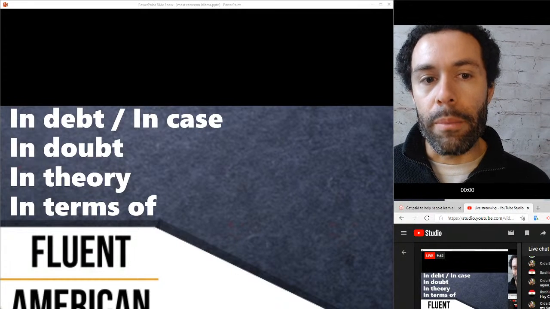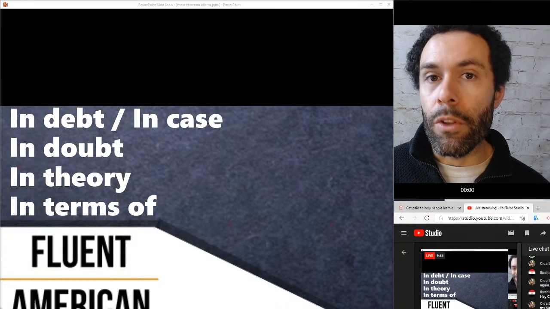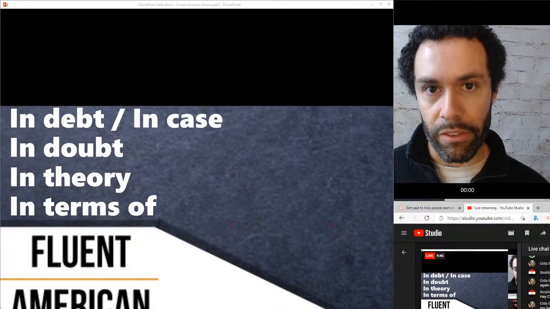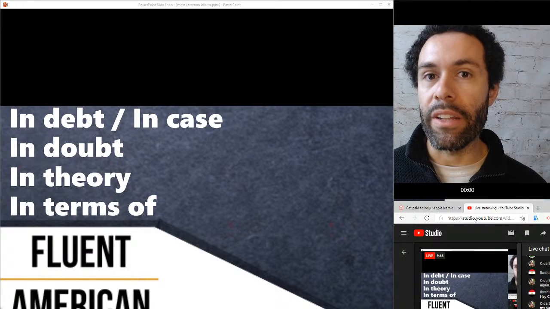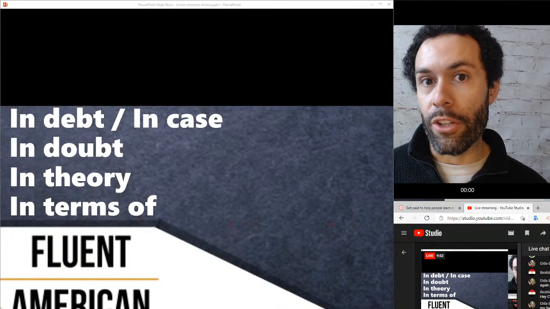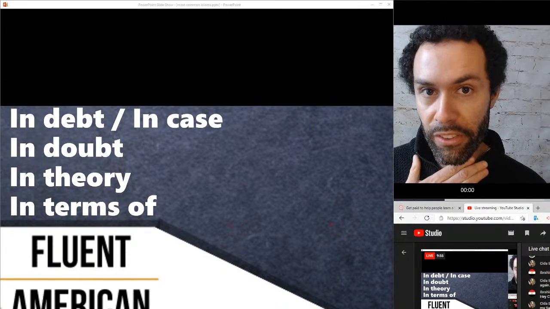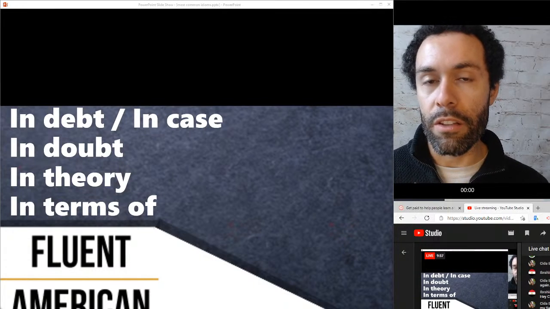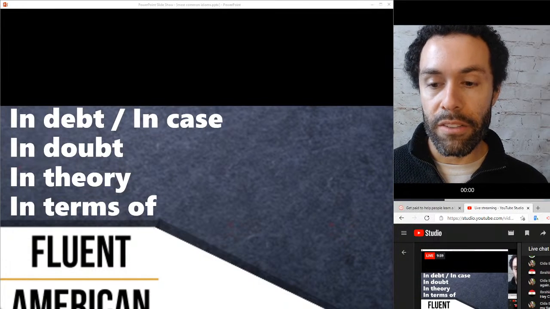And our next one, in doubt. Notice again you get the ow sound. This is the ow like in town or found. Doubt. In doubt. Also on doubt, you can finish with a held T sound, so you can tighten your throat, tighten your chest, to not let the air escape on that T.